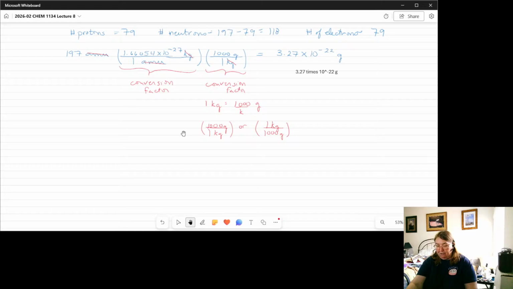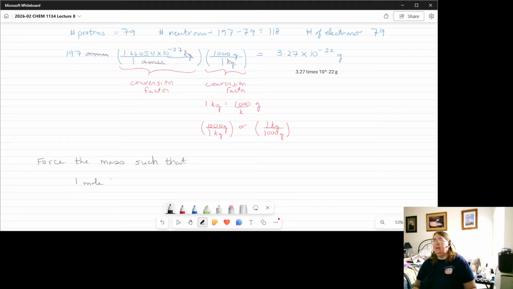So we are going to force the mass such that 1 mole of carbon 12 is exactly 12 grams. And this is how we define a mole.